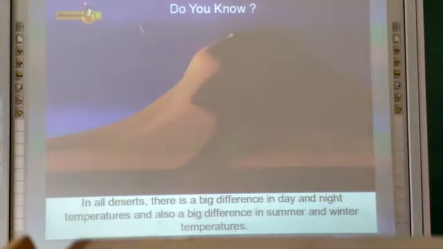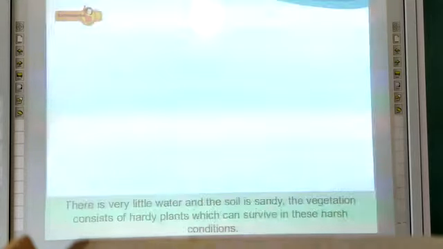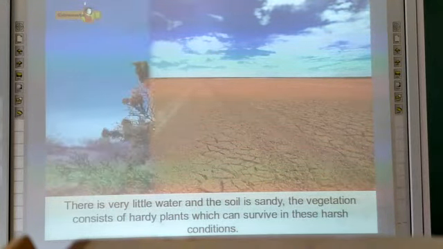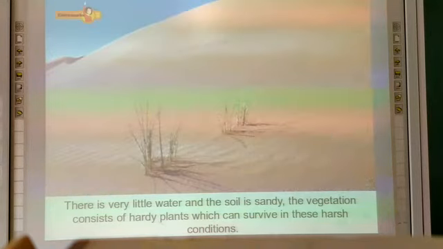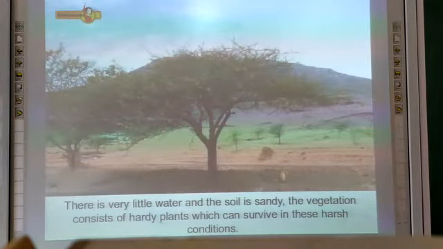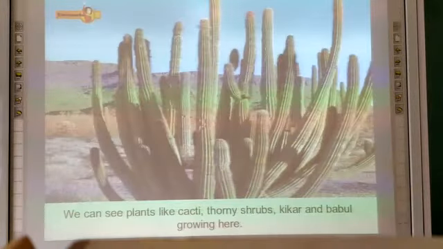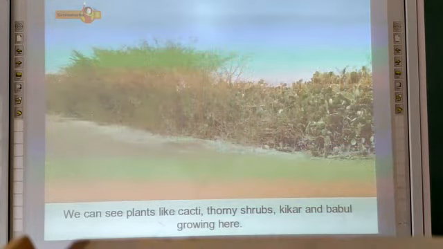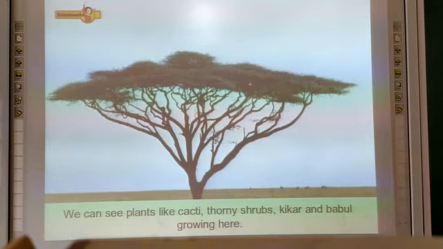Do you know, in all desert regions, there is a big difference in day and night temperatures and also a big difference in summer and winter temperatures. There is very little water and the soil is sandy. The vegetation consists of hardy plants which can survive in these harsh conditions. We can see plants like cacti, thorny shrubs, kikar, and babool growing here.